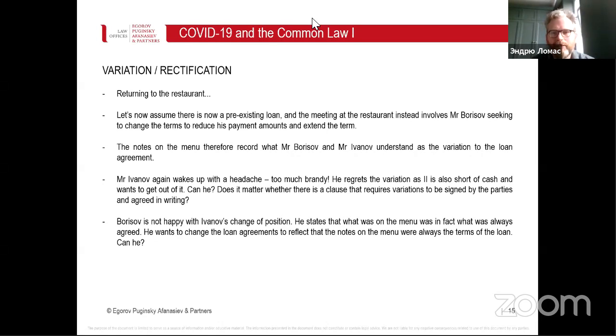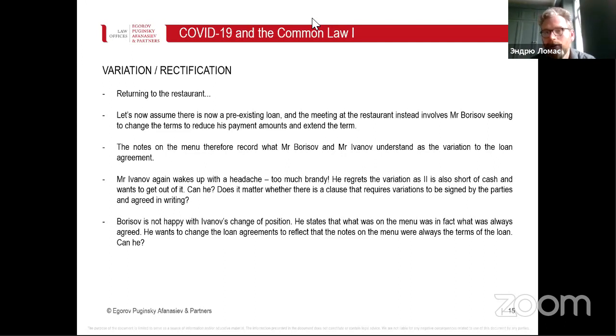So let's go back to the restaurant again. This time, Borisov and Ivanov aren't talking about a loan in the sense they want to make one. The loan has already been agreed some time ago, has been set out in a proper, comprehensive written express agreement. And actually, what's going on at the restaurant now is Mr. Borisov wants to change the terms. COVID-19 is impacting his business quite severely.